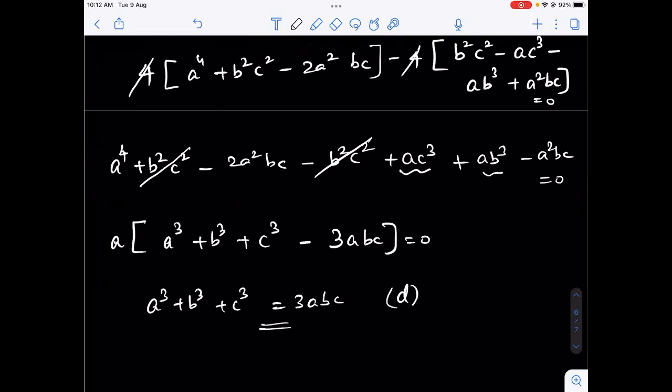So it is page number 43. What problem is this?